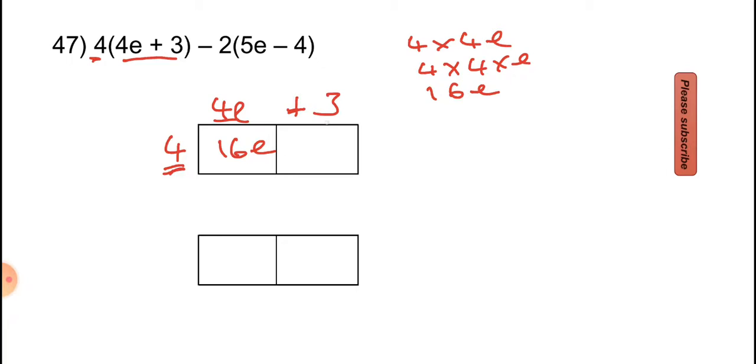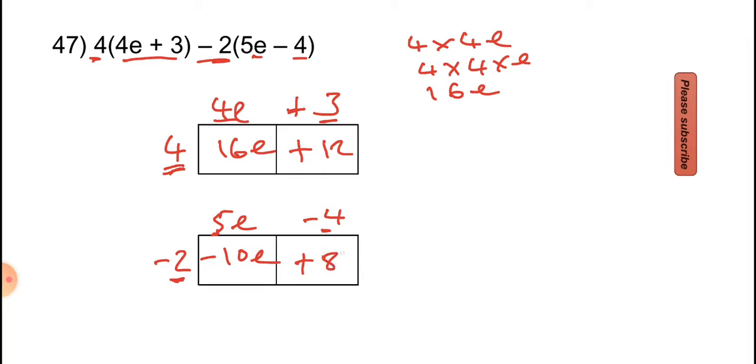And then 4 times plus 3 is plus 12. Now here I can see minus 2 outside the bracket, so the minus 2 comes to the left, and the 5e and the minus 4 will be on the top here. 5e minus 4. Minus 2 times 5e is minus 10e, and minus 2 times minus 4 is plus 8.